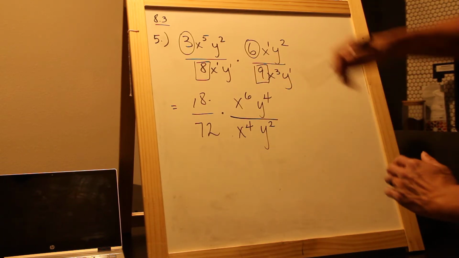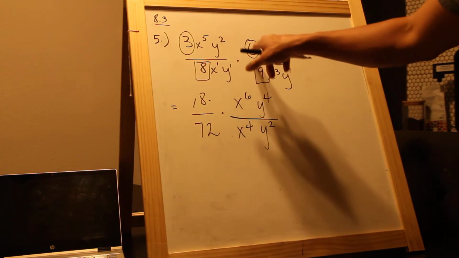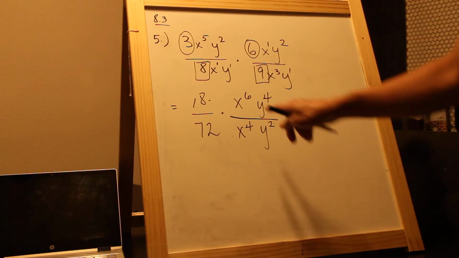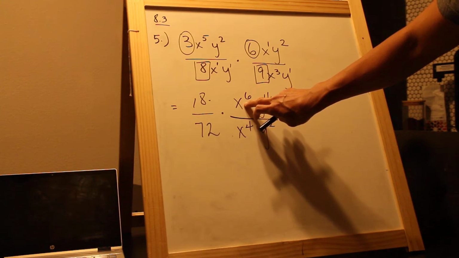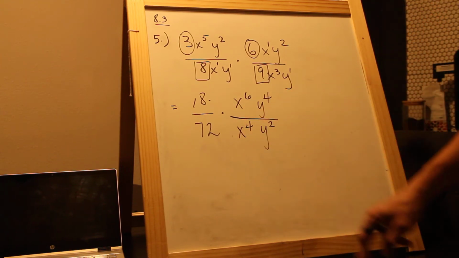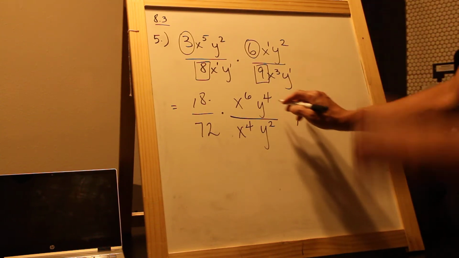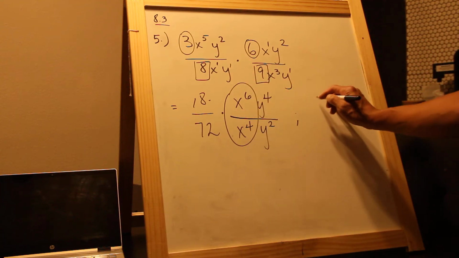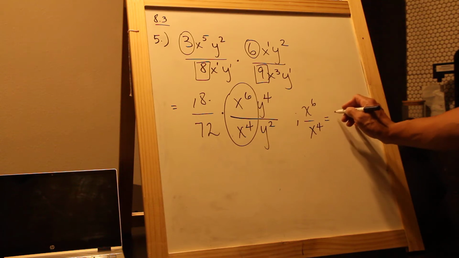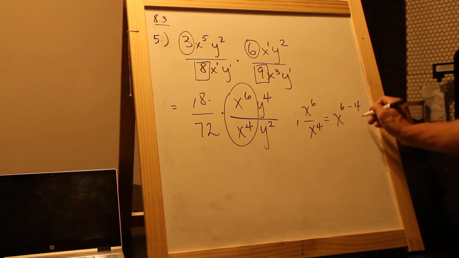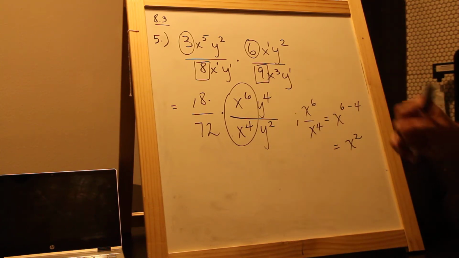Now the next thing we're going to take a look at is right here. X to the 6th over x to the 4th. Remember, when we're multiplying, we add the exponents. But now we're in a division type problem, we can reduce these 2. So think of x to the 6th divided by x to the 4th. That's really saying x to the 6th minus 4. So to put it off to the side, x to the 6th over x to the 4th is really saying x to the 6th minus 4, which will give me x squared. Okay, and that will go on top.